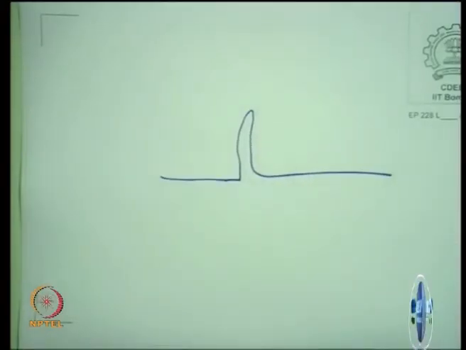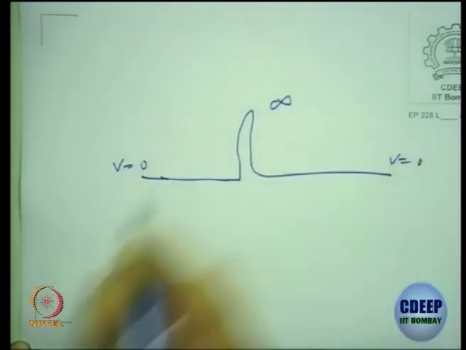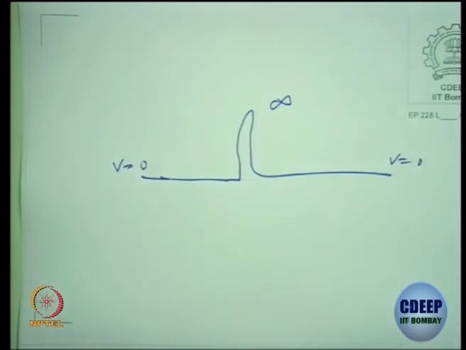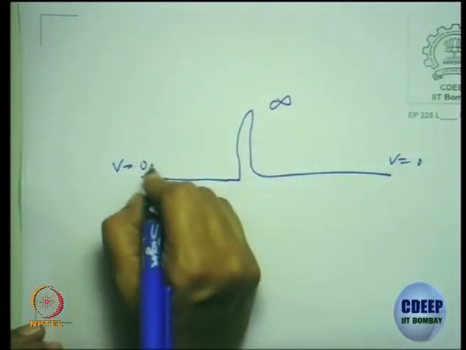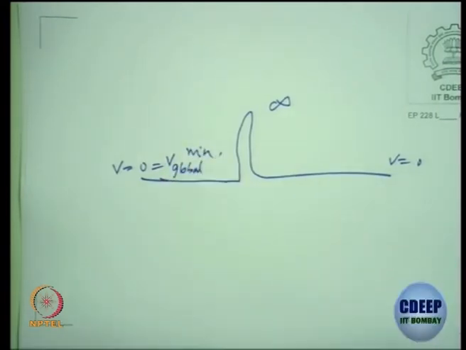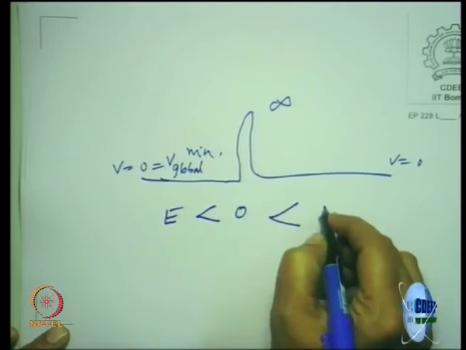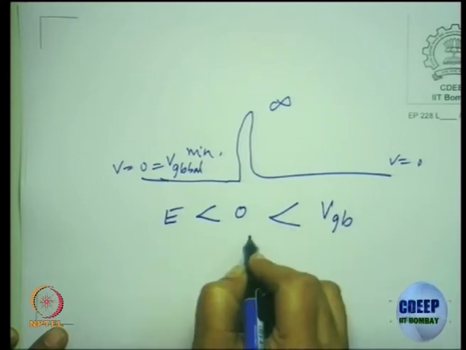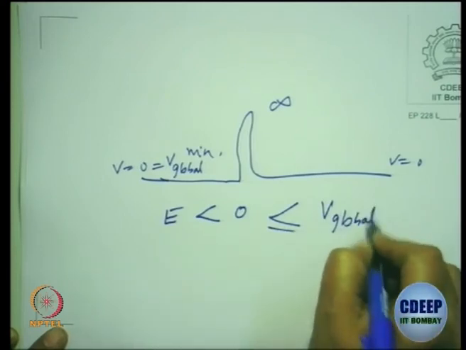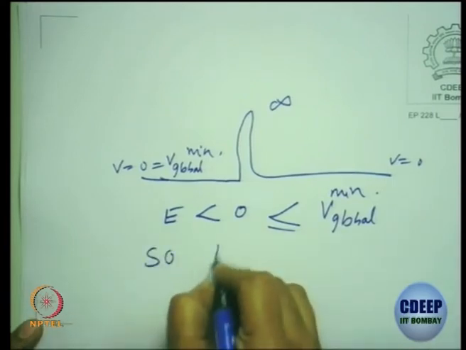Let us make this attractive delta function a repulsive one. What will happen? Now tell me, will it have a bound state? Can this have a bound state? What is V global? This is also the V global minimum. For a bound state, E should be less than V at plus infinity and minus infinity. So, E less than 0 is less than V global minimum. So, not possible.